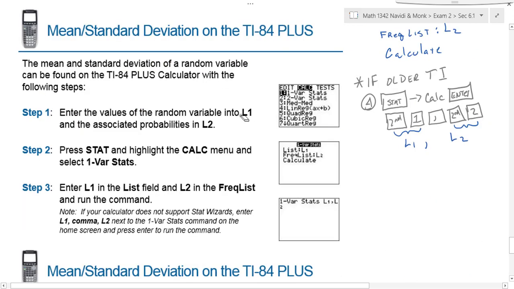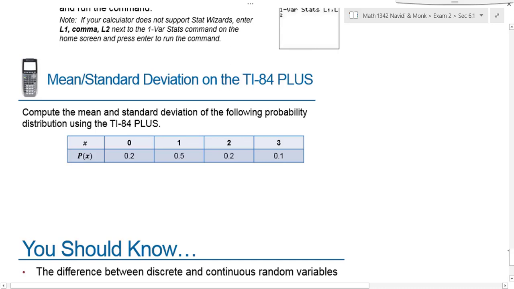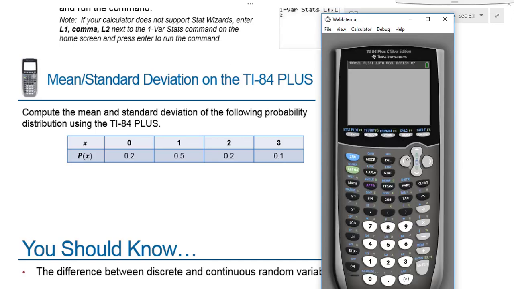Here's the nice, pretty publisher produced steps, but I don't think they're as thorough as the steps that I give you with the keystrokes. So let's go back to the data that we had earlier. What's the first thing that I do? Plug the data into my calculator. So I'm going to hit stat, enter. List 1 is going to be 0, 1, 2, 3. And then I move over to list 2 and I hit 0.2, 0.5, 0.2, and 0.1.